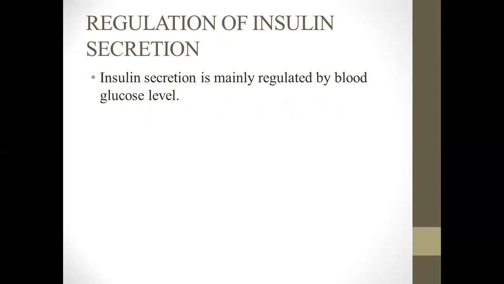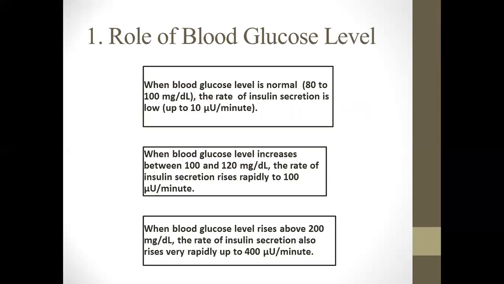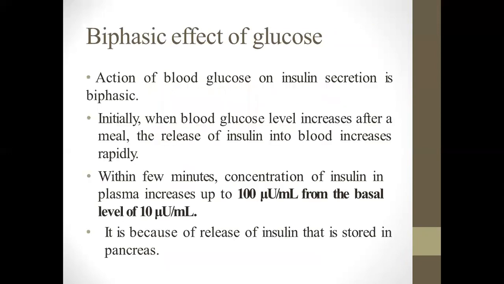Then regulation of insulin. Insulin secretion is mainly regulated by the blood glucose level. When the blood glucose level is low, the insulin secretion is low. When the blood glucose level rises, the rate of insulin secretion will also rise. And when the blood glucose level is above 200 milligram per deciliter, the rate of insulin secretion will rise rapidly to 400 micro units per minute. That means the increase in blood glucose will cause an increase in the secretion of insulin from the pancreatic beta cells.